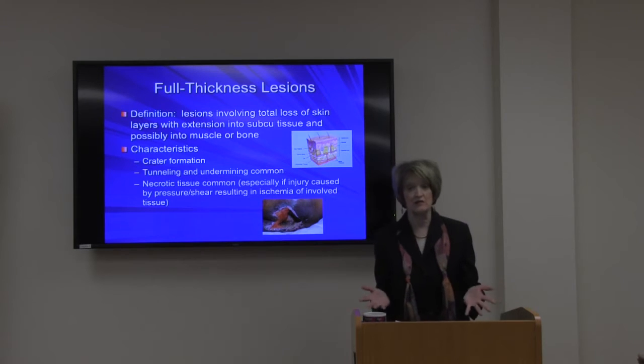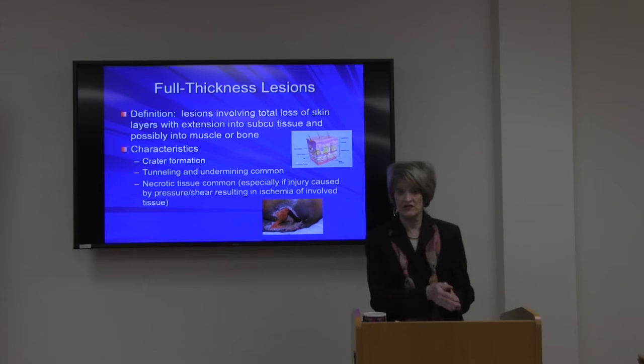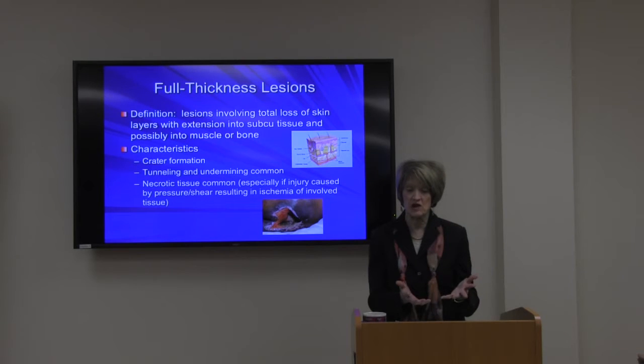So what did we say in the previous class? We said that partial thickness lesions involved partial loss of the skin layers, that full thickness lesions involve total loss of the skin layers with extension into the subcutaneous tissue and possibly into the muscle or bone.